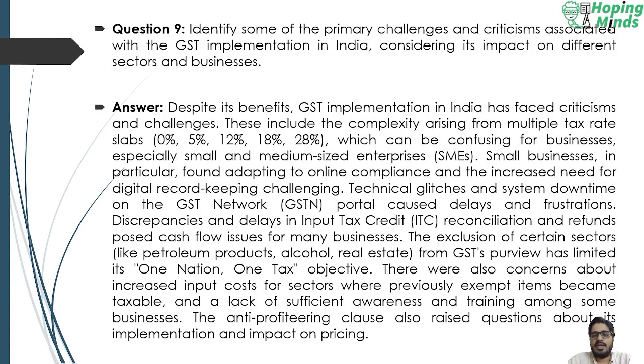Discrepancies and delays in input tax credit reconciliation and refunds posed cash flow issues for many businesses. The exclusion of certain sectors like petroleum products, alcohol, real estate from GST's purview has limited its one nation, one tax objectives. There were also concerns about increased input costs for sectors where previously exempt items became taxable and a lack of sufficient awareness and training among some businesses. The anti-profiteering clause also raised questions about its implementation and impact on pricing.